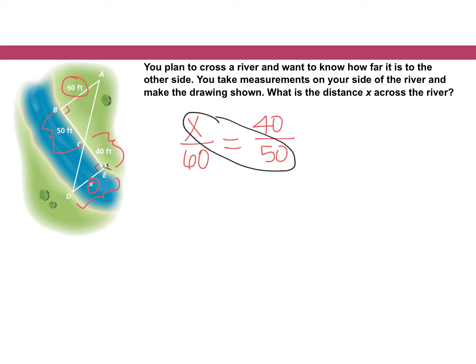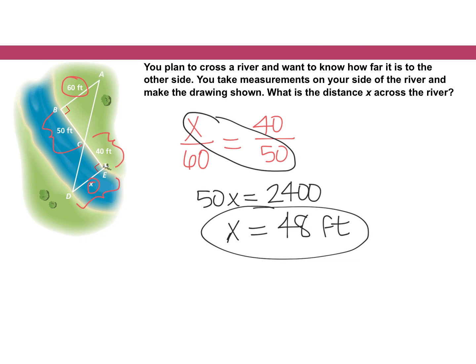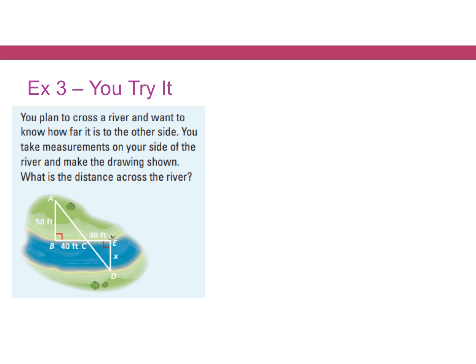Now you guys can go ahead and use the butterfly method and solve this. And you're going to get 50x equals 2,400. And when you solve for x, you're going to end up with x equals 48 feet. So you know that that distance across the river is going to be 48 feet. Okay, and finally, please try this story problem on your own and then come back and double check your answer.